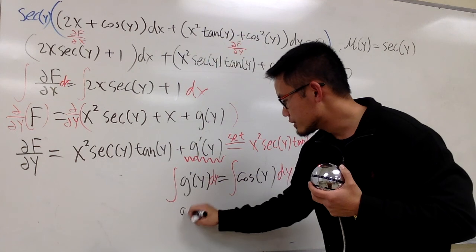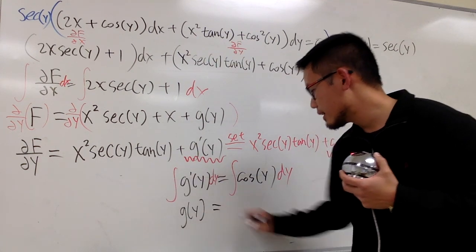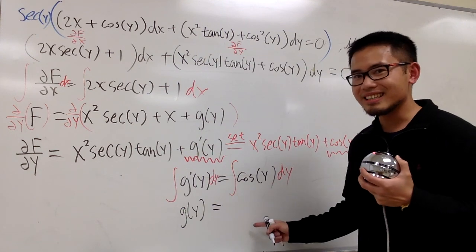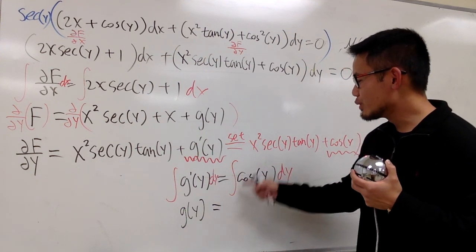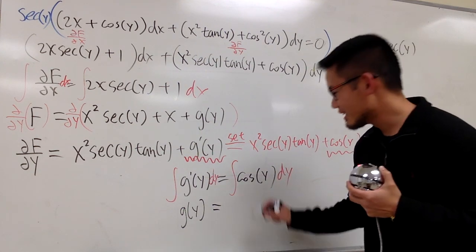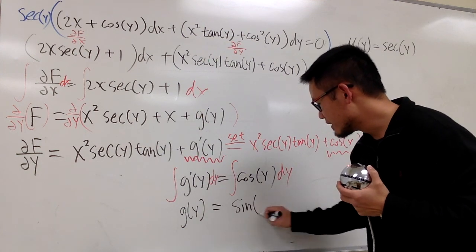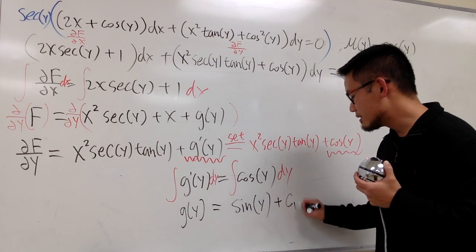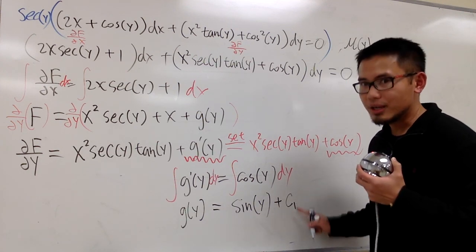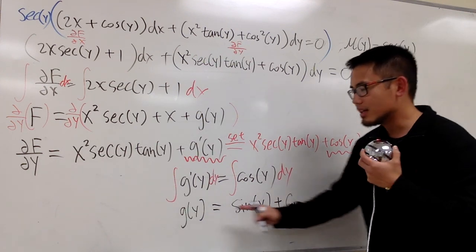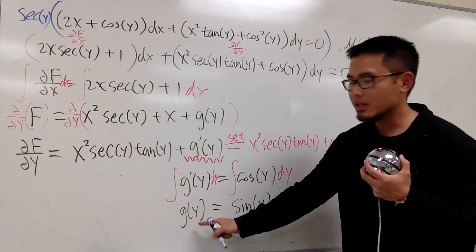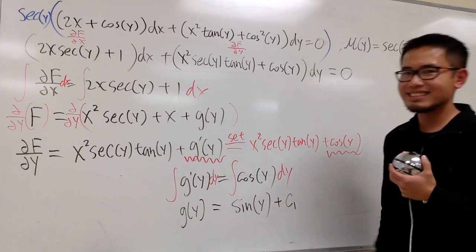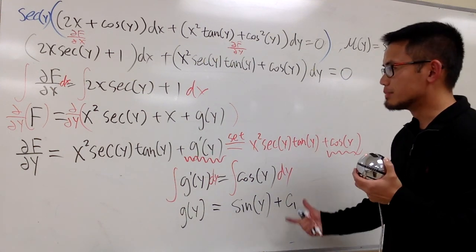On the left-hand side, we just get g of y. On the right-hand side, the derivative of sine give you cosine, right? So the integral of cosine will give you positive sine. This right here is positive sine y. And technically, I put down plus a constant c1. You don't put down a function in terms of x because g is just strictly a function of y only. So c1 right here suffice. So this is pretty much it.